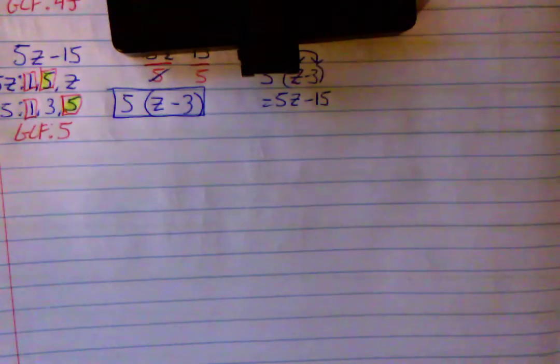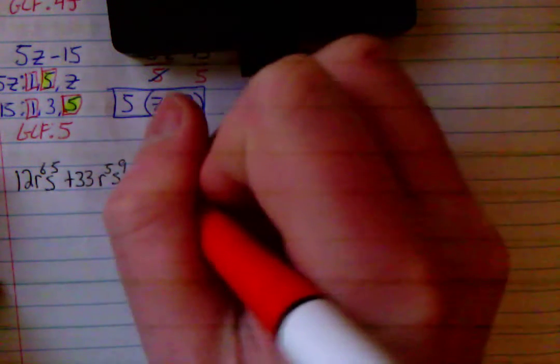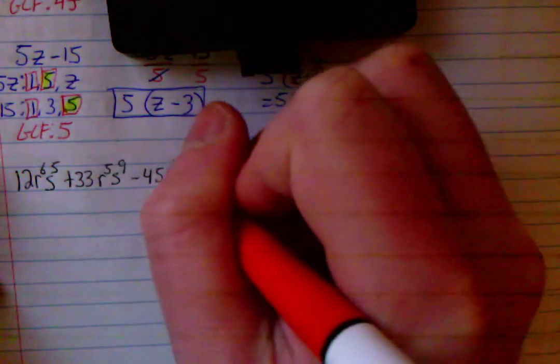So this one is in the challenge zone. It's about 90 SMART score or higher. We have 12r to the 6th s to the 5th plus 33r to the 5th s to the 9th minus 45r squared s.